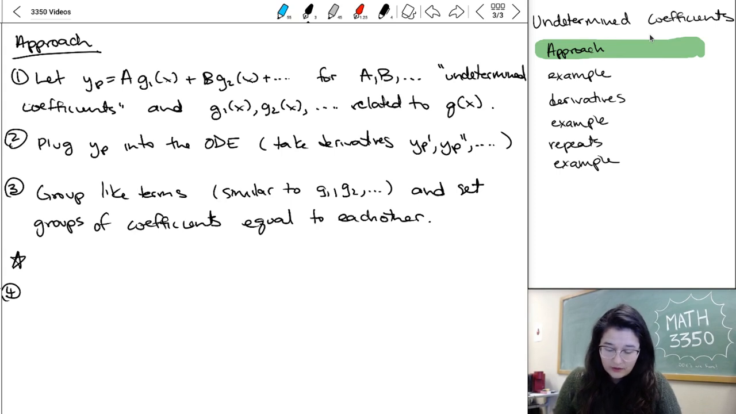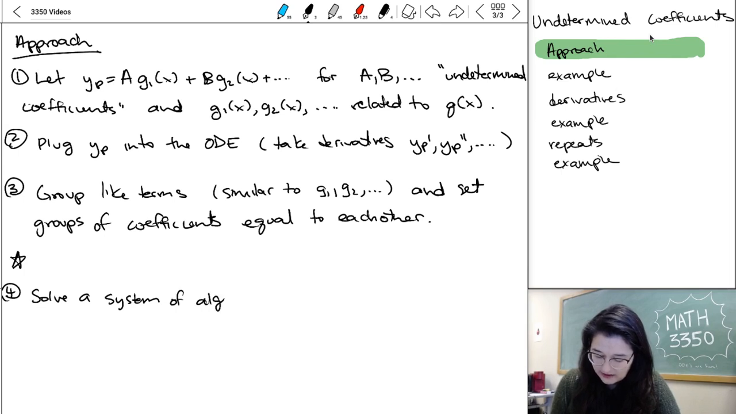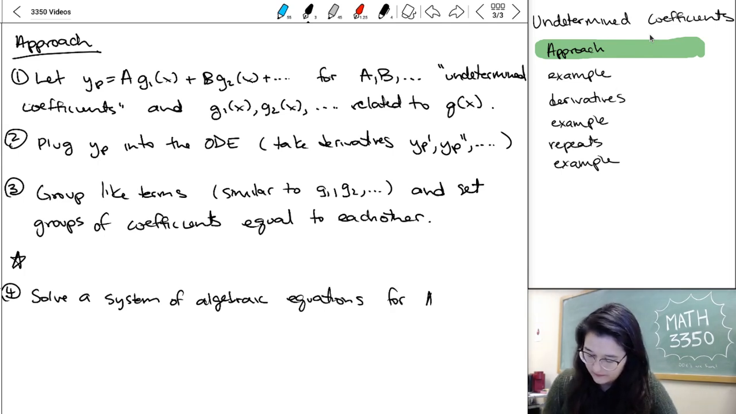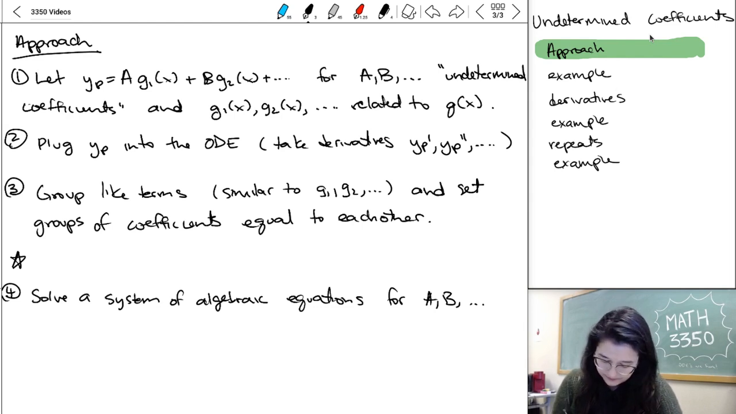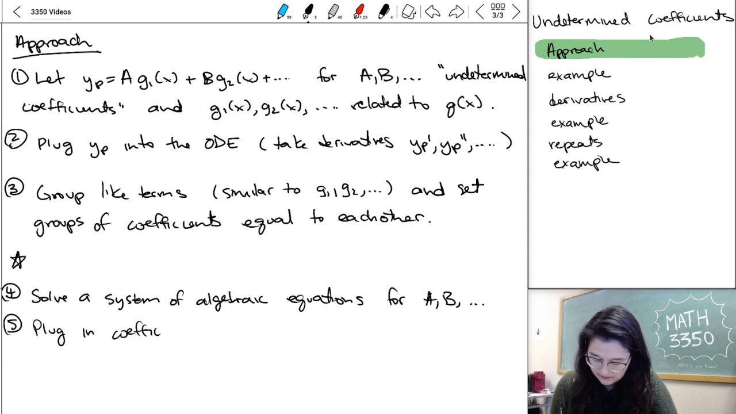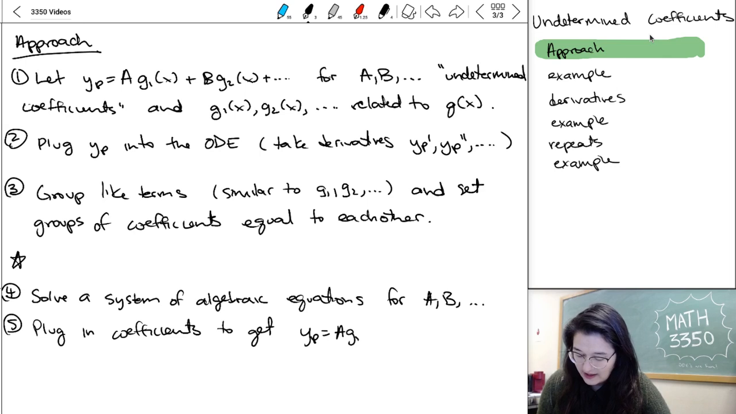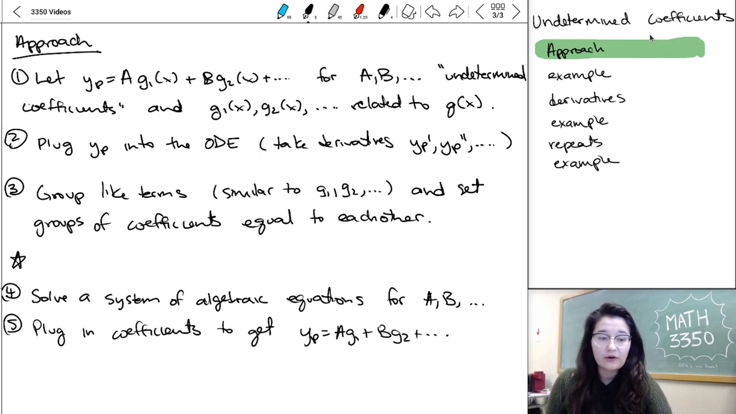But after we do that, what we're going to do is solve a system of algebraic equations for those undetermined coefficients that we introduced. And then after we know what A, B, so on and so forth are, we can go ahead and plug in those values to get our particular solution, y sub p, which we assumed was a g1 plus b g2, so on and so forth. And then we have the y sub p we need to plug into that general solution I wrote on the previous slide.